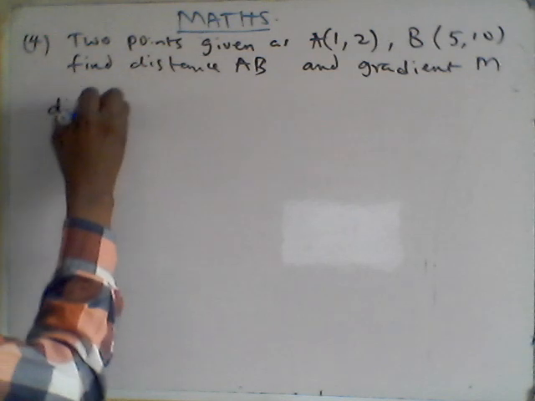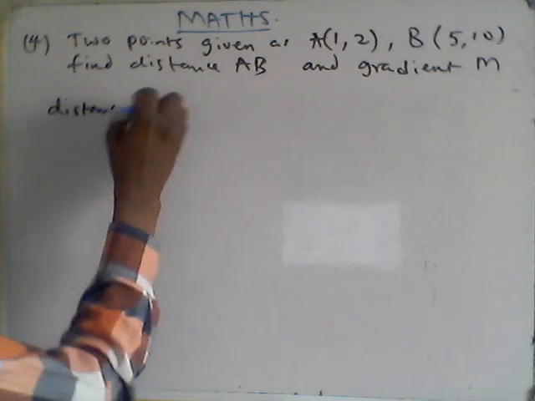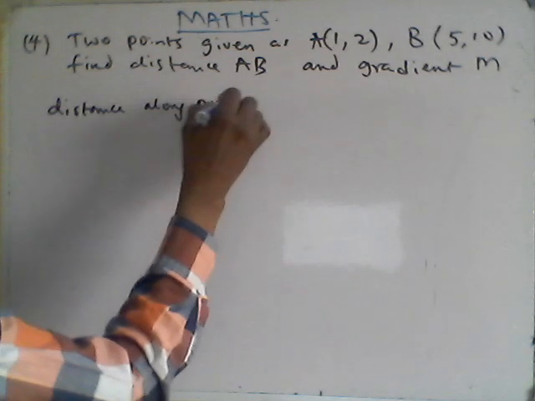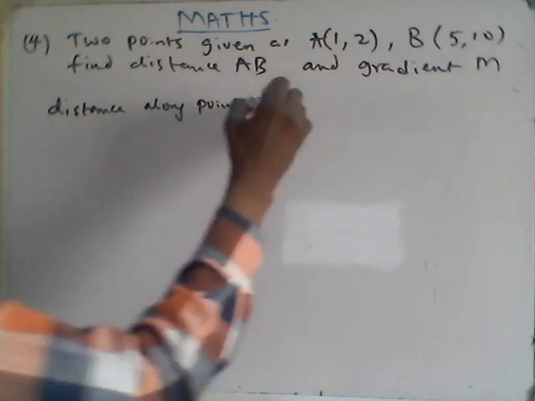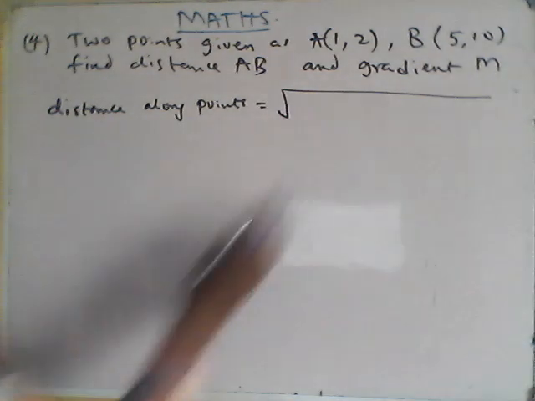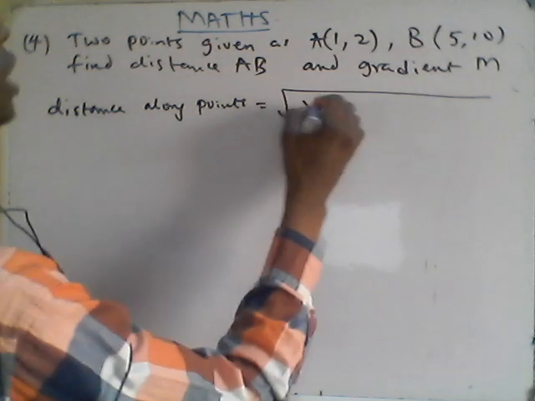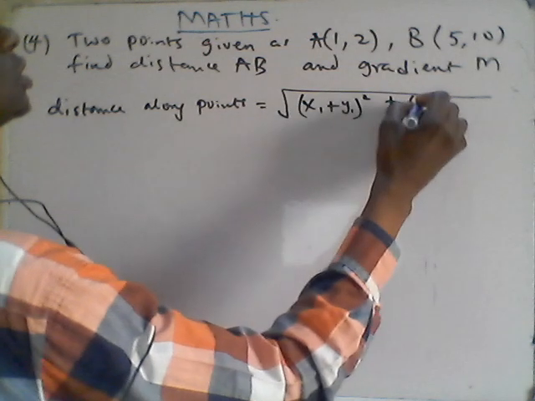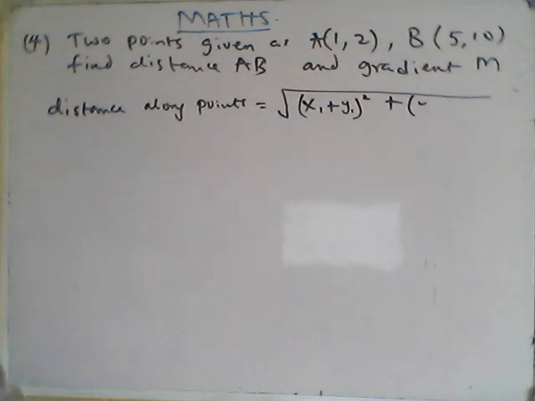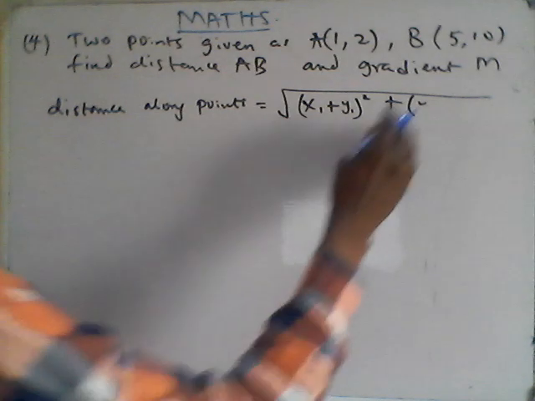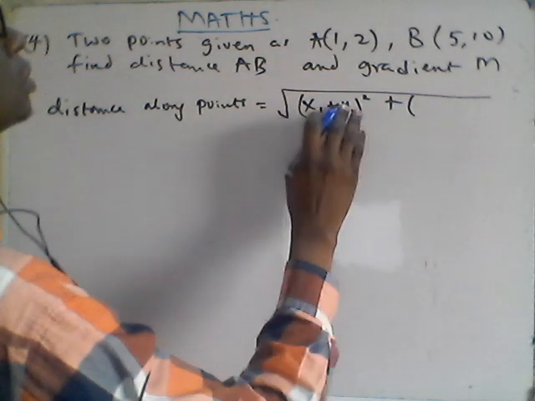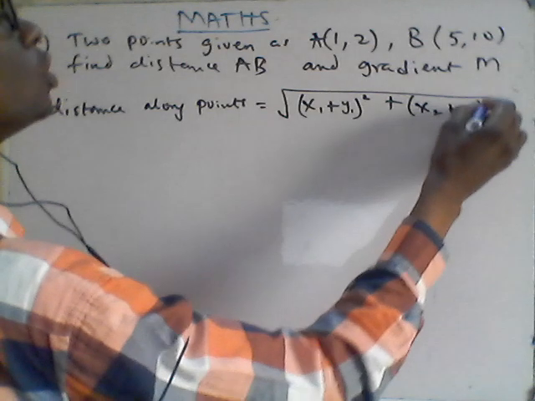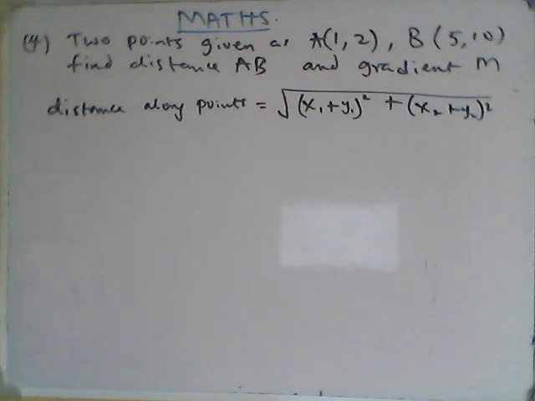Distance between 2 points is equal to the square root of x1 plus y1 all square plus x2 plus y2 all square.